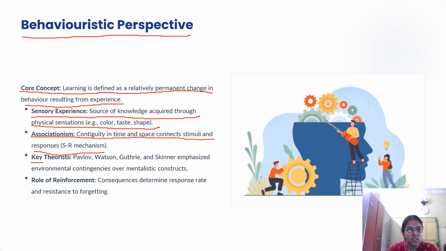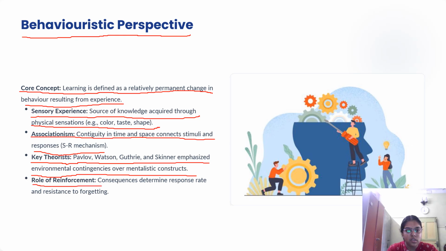Who are the key theorists in the behaviorist perspective? Pavlov, Watson, Guthrie, and Skinner. They emphasized environmental contingencies over mentalistic constructs. They give emphasis on environmental issues rather than mentalistic constructs.